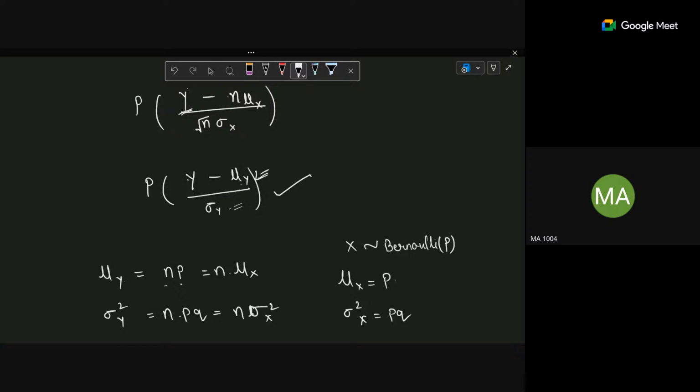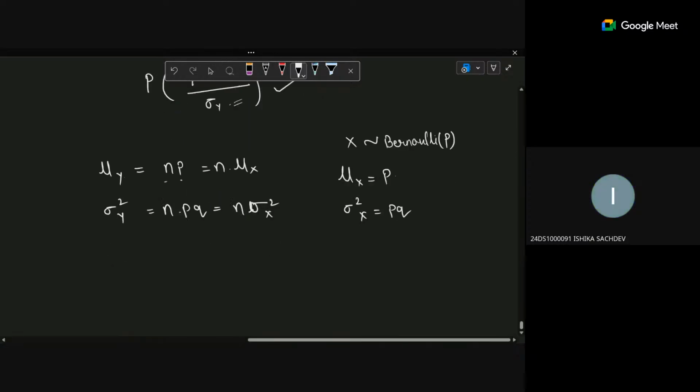In some questions, the mean of X, sigma of X and n are given to you. In that case, you can go with this one. But in this particular question, both pieces of information are available to us, so you can use either one. According to the information given in the question, we can do it like that.